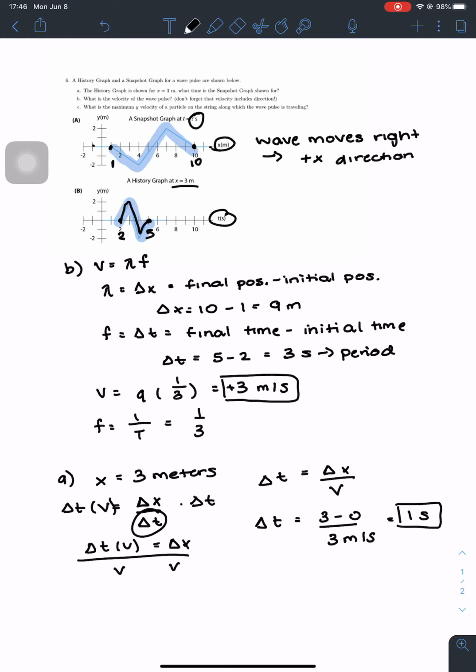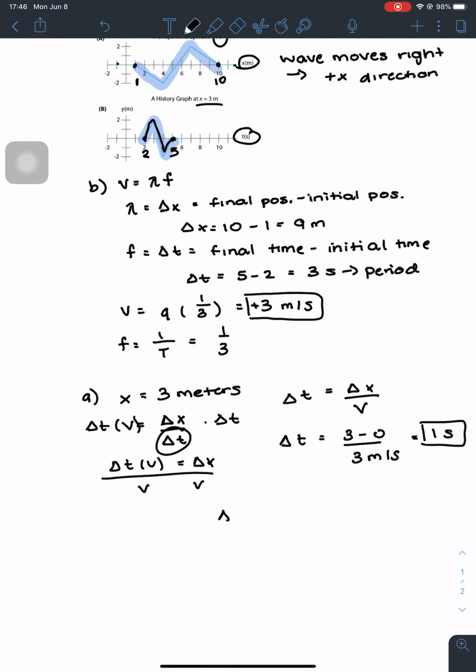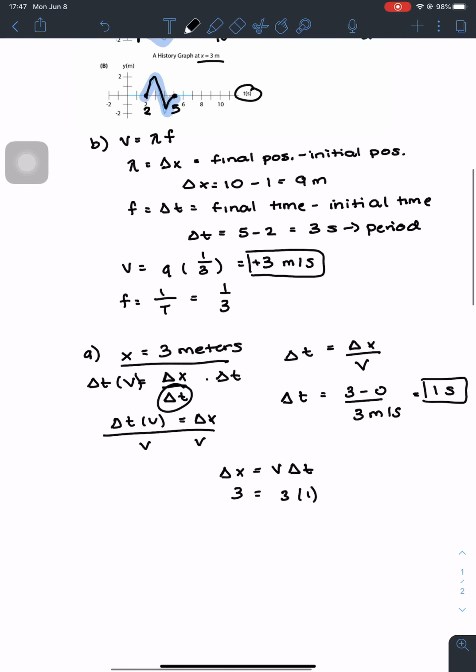We can even check it out. We can check our answer by plugging it in. Let's say delta x equals v times delta t. We could plug v in, we get 3, and delta t is 1. And that gives us our delta x, which is 3, which is correct.